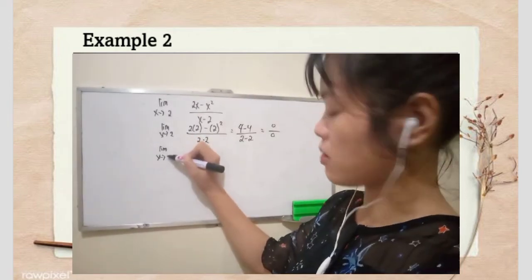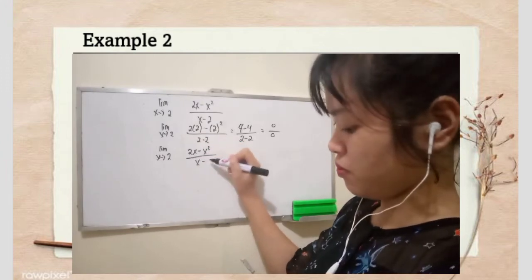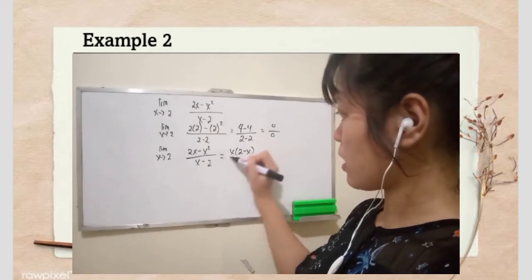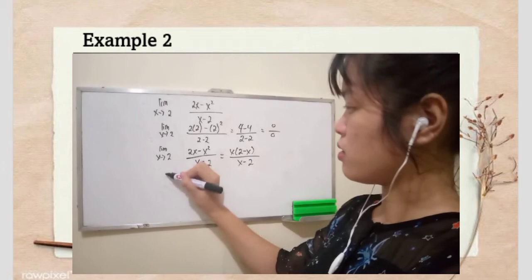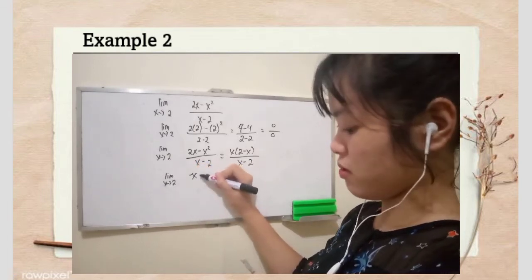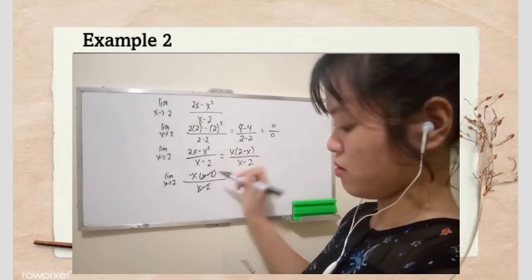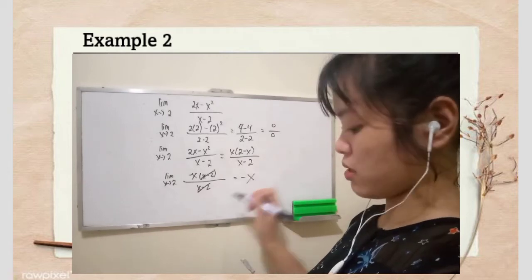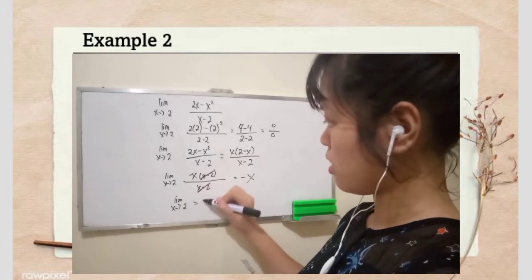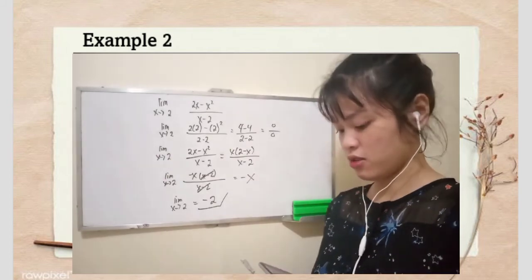So, let's say limit x approaches to 2. Factor natin siya. Magiging 2 times x minus 2, over x minus 2. Okay. So, nangyari is x minus 2 cancel. Magiging 2 naman siya. So, ang sagot is limit as x approaches to 2 is 2 po ang ating pinaka-final answer.